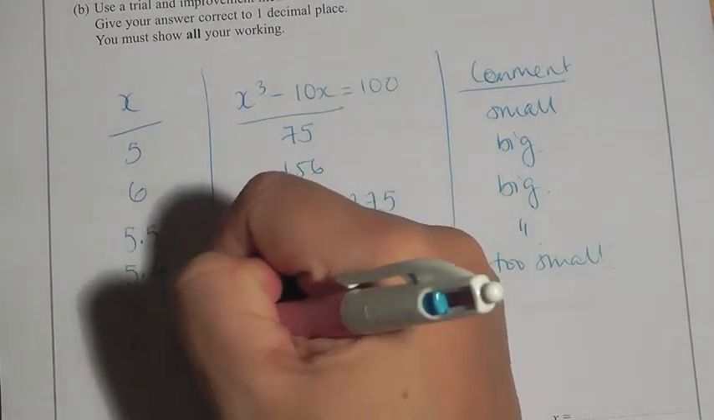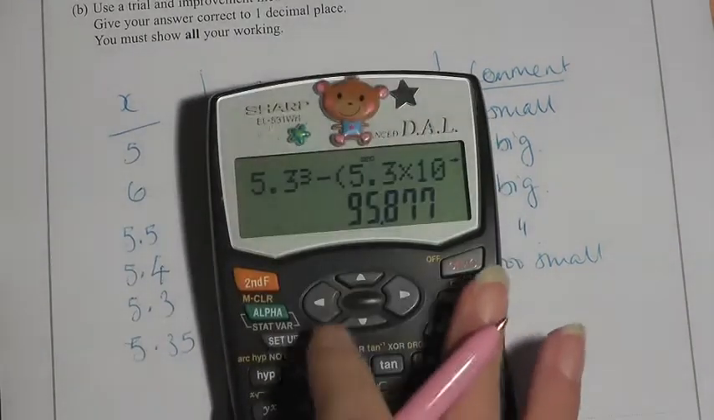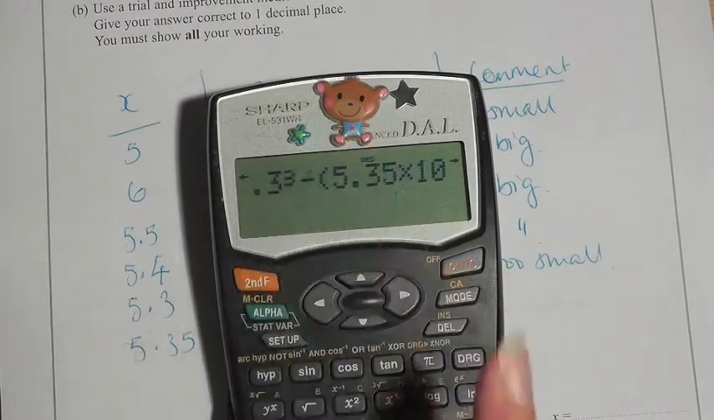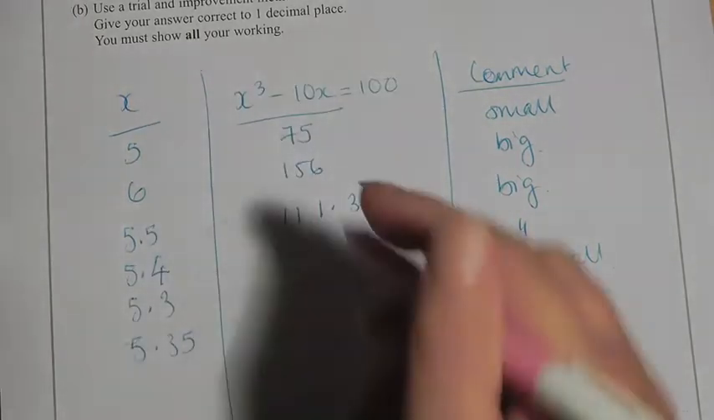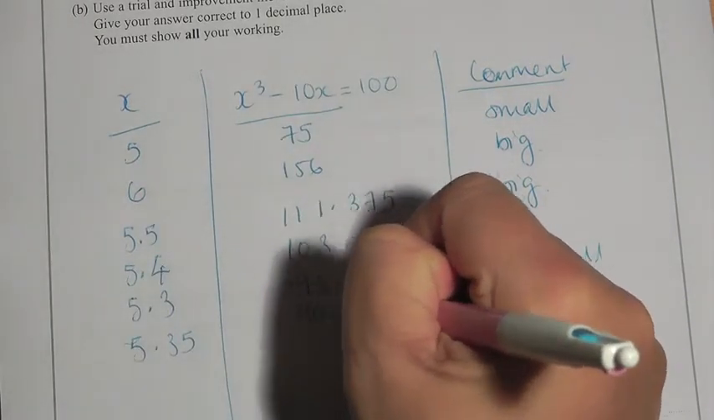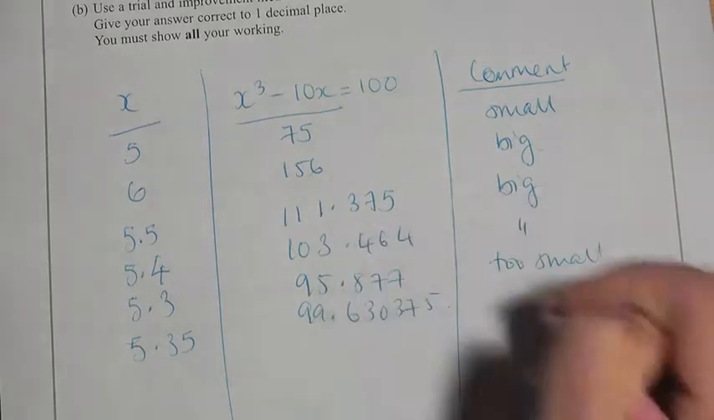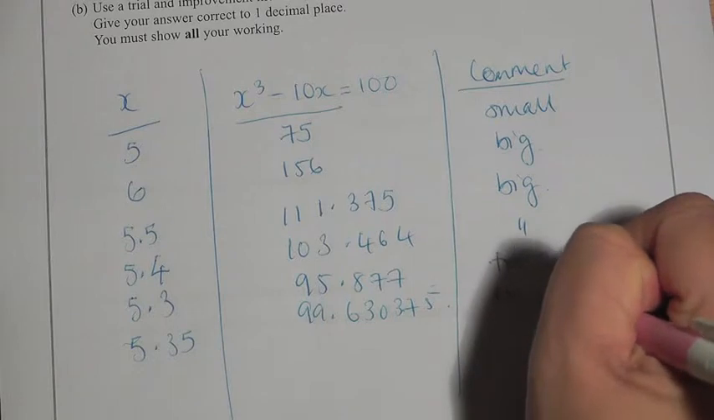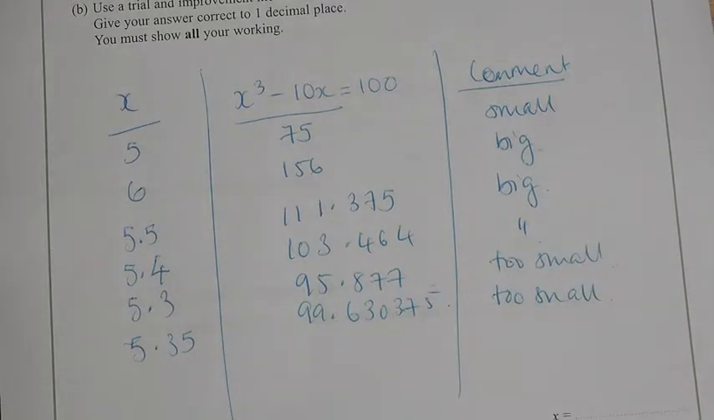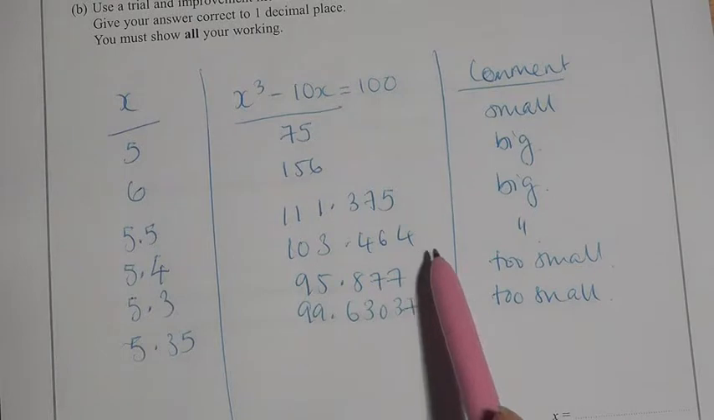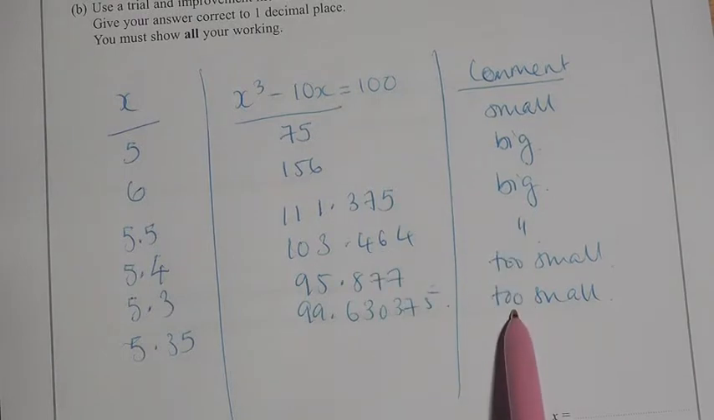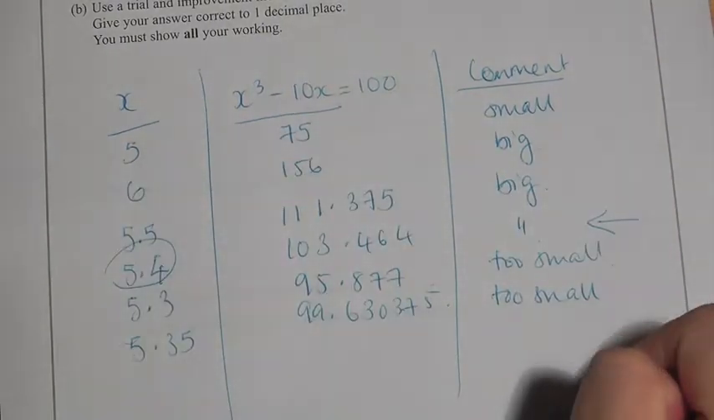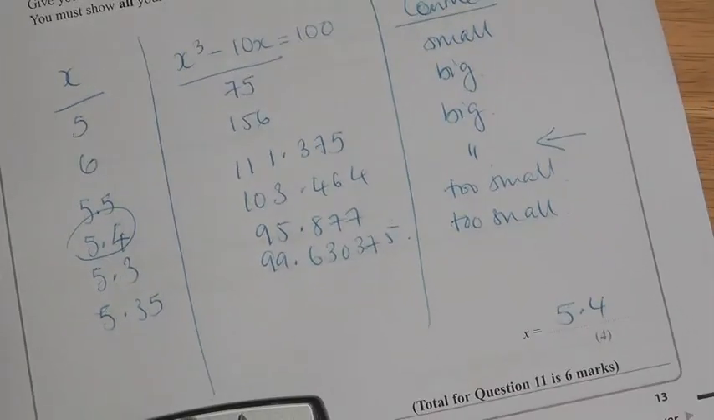I'm going to try halfway between the two at 5.35, and my answer is 99.630375. Now this answer is still too small. It's still smaller than the target. So what I've got is one answer that's too big, two answers that are too small, and I pick the odd one out, which is 5.4.